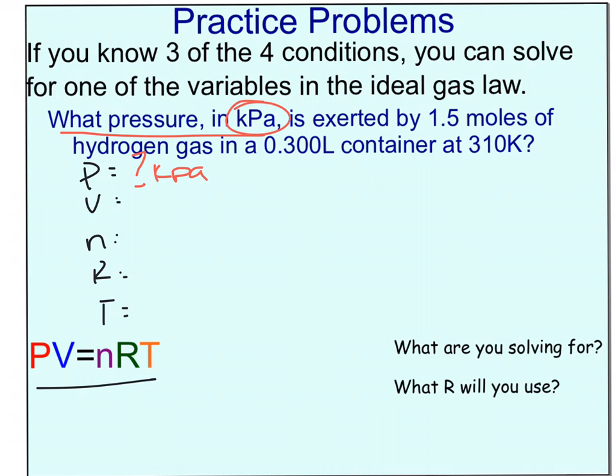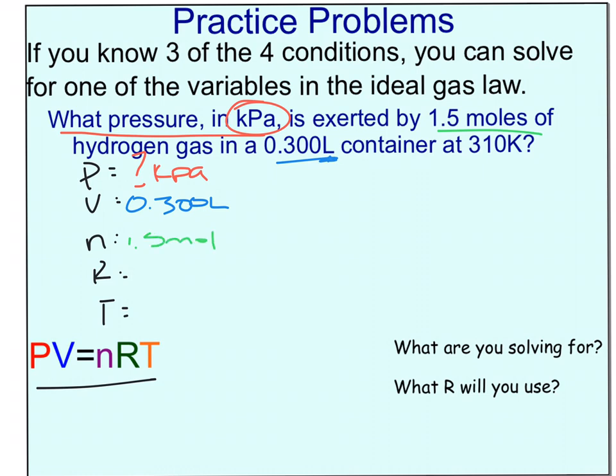Then for volume, I'll look for my volume. I've got the 0.300 liters here. It's already in liters, so that's good, because for the ideal gas law, it has to be in liters. Then n stands for moles. Looks like I have 1.5 moles.